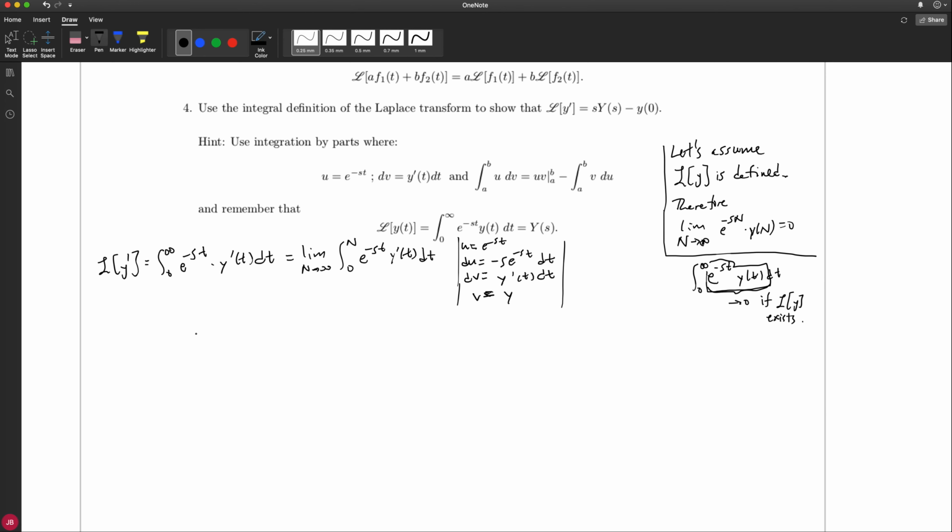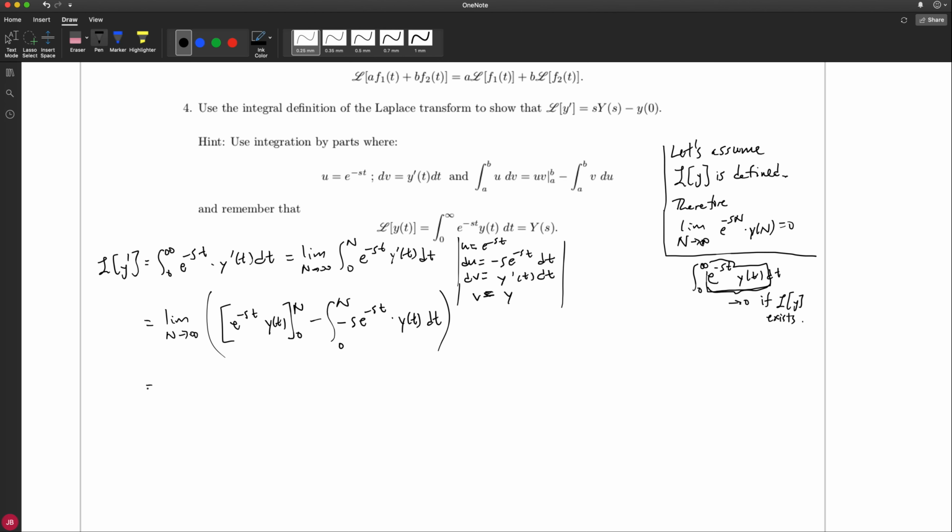All right, so we get the limit as n goes to infinity. And now we do uv minus the integral of v du. So uv, we get e to the minus st times y of t, minus the integral of v du. So we get minus s e to the minus st times y of t dt. And this is integral 0 to n.